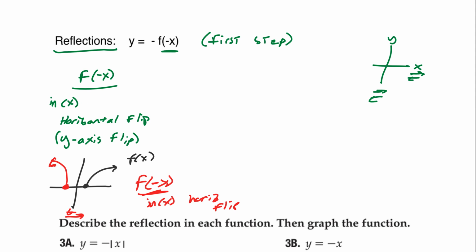Flips it horizontally. The negative on the outside affects y. Remember, y is up and down. So I call this a vertical flip.